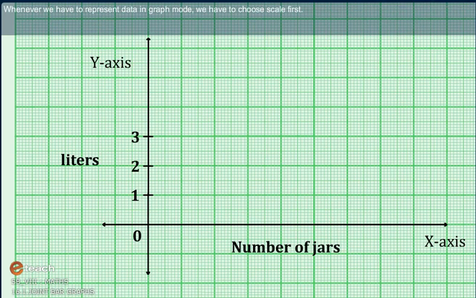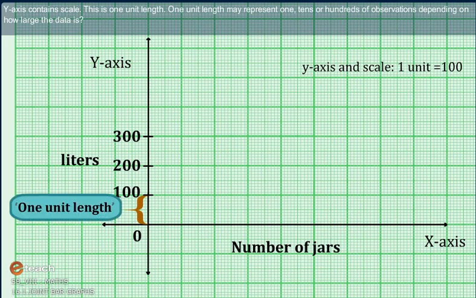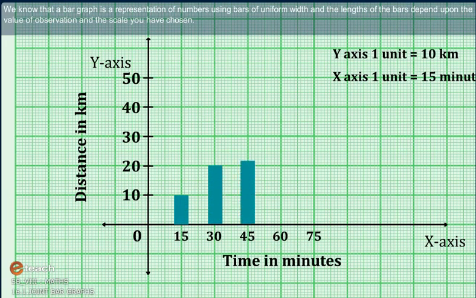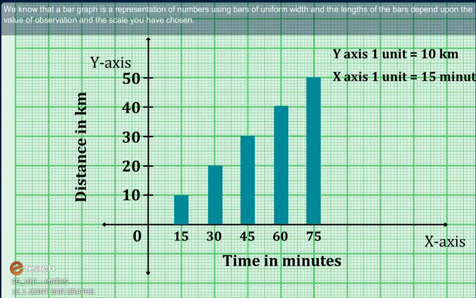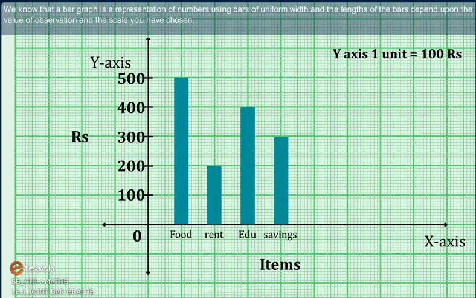Whenever we have to represent data in graph mode, we have to choose scale first. Y-axis contains scale. This is 1 unit length. 1 unit length may represent 1, tens or hundreds of observations depending on how large the data is. We know that the bar graph is a representation of numbers using bars of uniform width and lengths of bars depend upon the value of observation and the scale you have chosen.